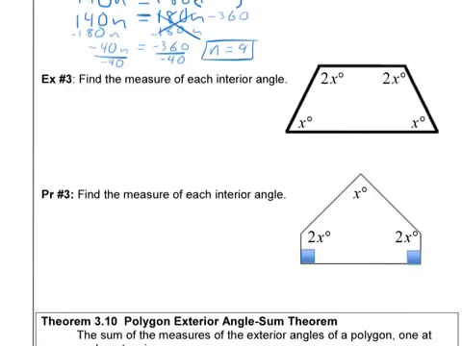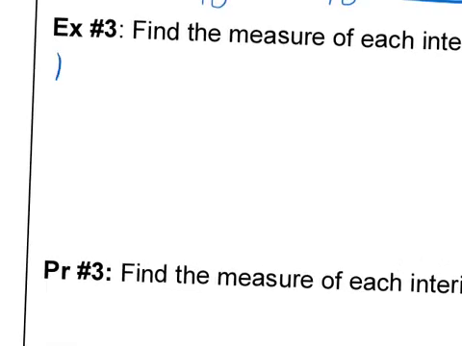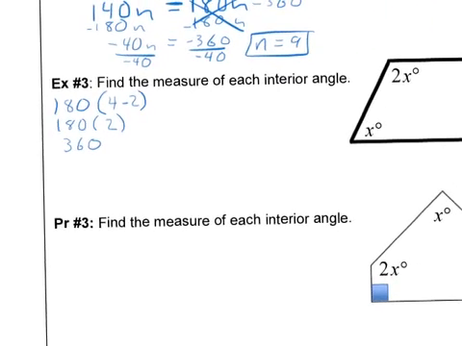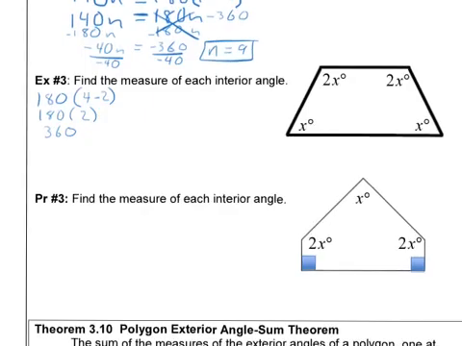And I need to ask myself, what do I know? Well, I know that there are 4 sides, so the sum is going to be 180 times n, which now is 4 minus 2. 4 minus 2 is 2, so I have 180 times 2, which is 360. And you're going to want to just start memorizing that 360 is always the interior angle sum of anything with 4 sides. Okay?